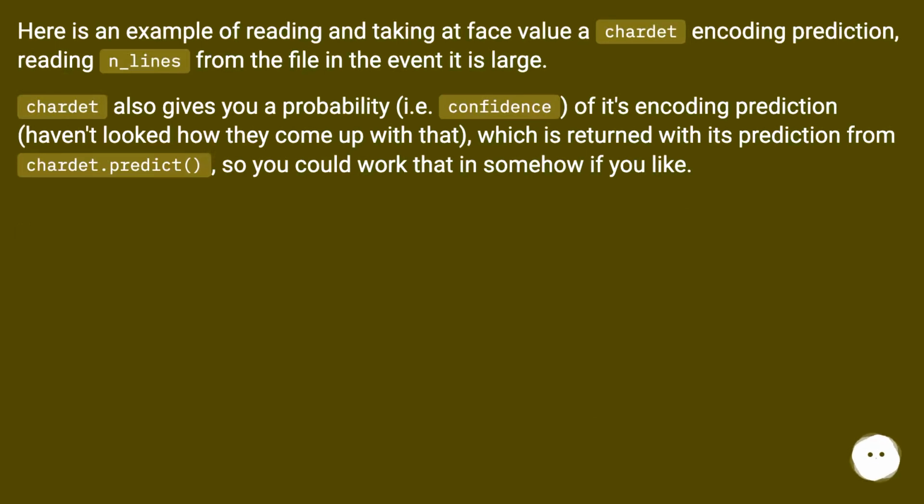Here is an example of reading and taking at face value a chardet encoding prediction, reading n_lines from the file in the event it is large. Chardet also gives you a probability, i.e. confidence, of its encoding prediction. Haven't looked at how they come up with that, which is returned with its prediction from chardet.predict, so you could work that in somehow if you like.